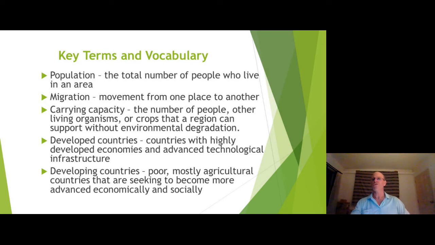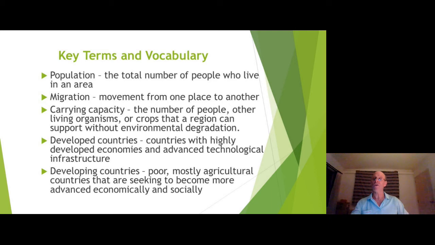Population is the total number of people who live in an area. Migration means movement from one place to another. Carrying capacity is the number of people, other living organisms, or plants like crops that an area or region can support without environmental degradation. Degradation means harm or destruction.